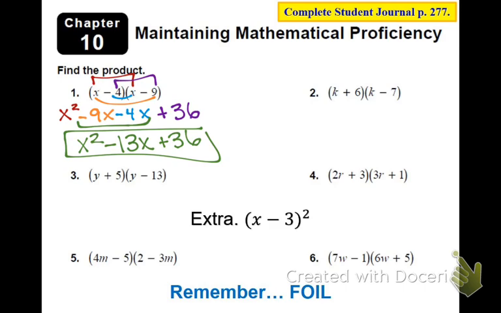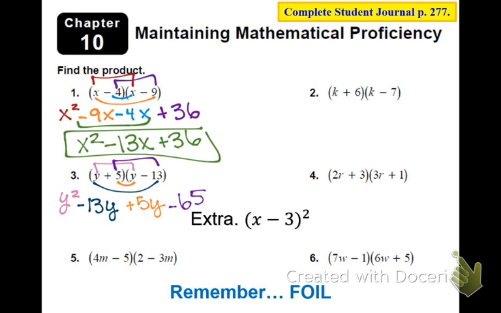Number 3, you do first. Y times y will be y squared. Outer would be y times negative 13, so negative 13y. Inner, you get 5 times y, which is positive 5y. And then last, 5 times negative 13 is negative 65. If you didn't know that, plug it in your calculator.